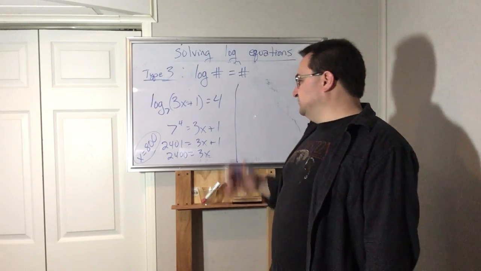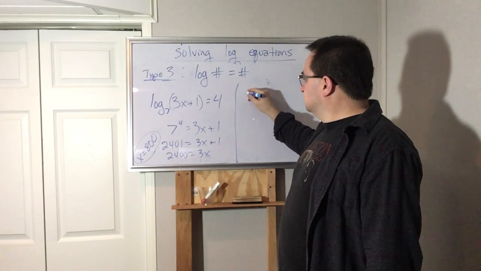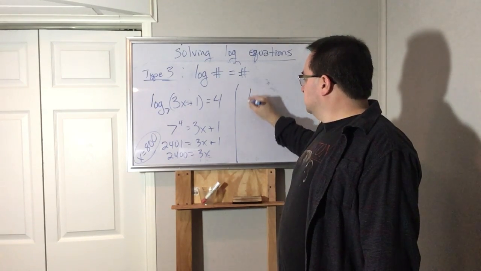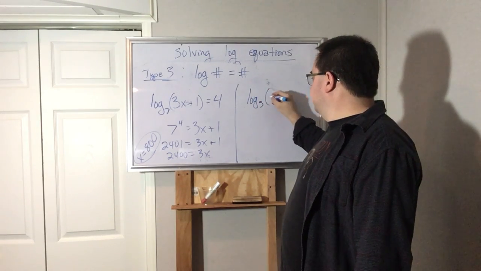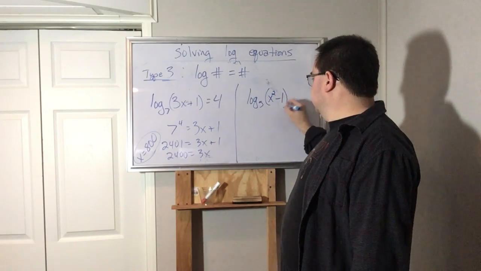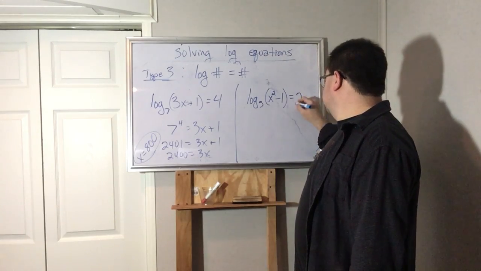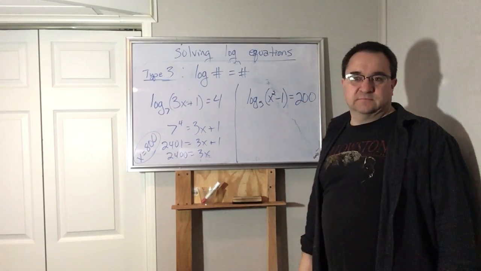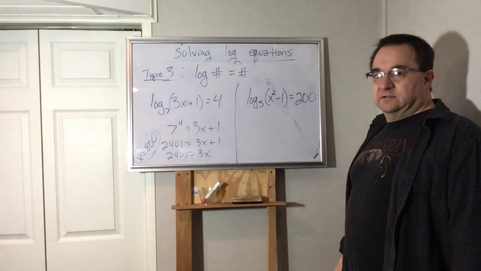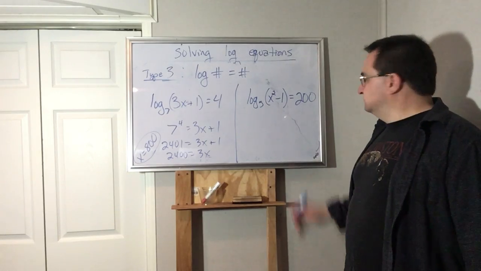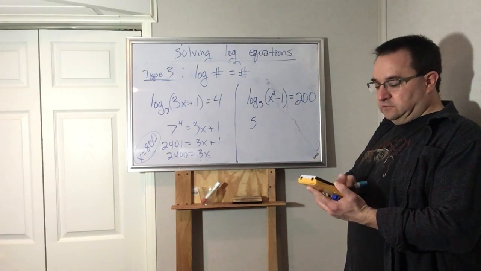Let's switch up. Let's do it like this again. Let's do log base 5 of x squared minus 1 equals 200, even. Okay? I'll give you a little pause so you can get started here. Rewrite it as an exponent. 5 to the... Oh, I wonder if 200.